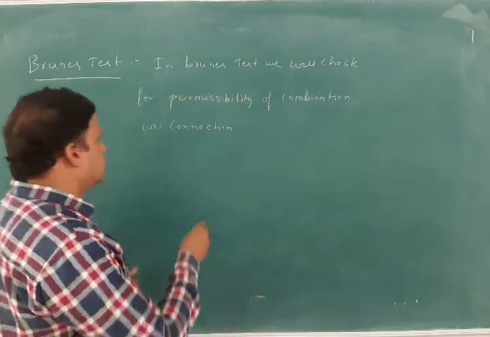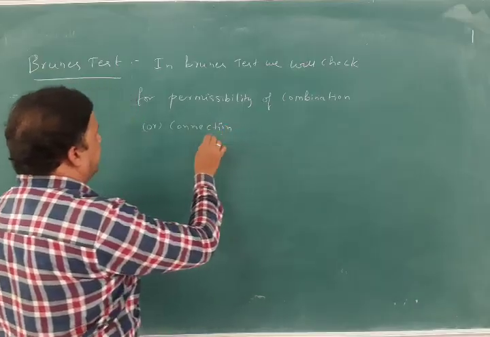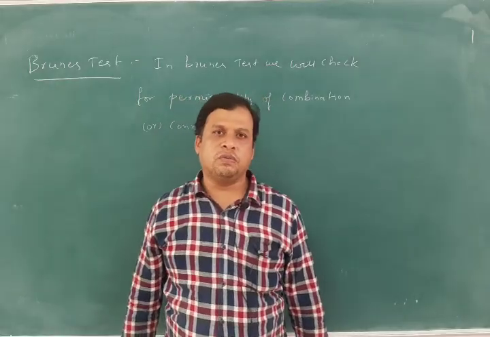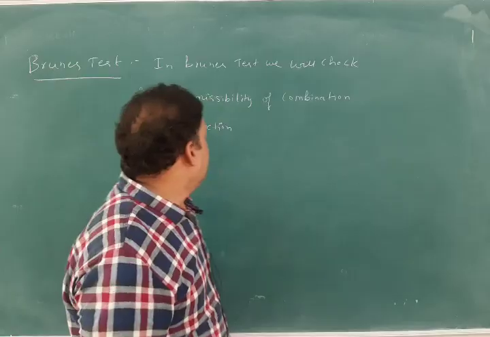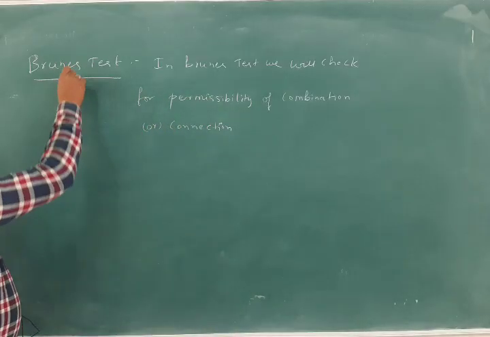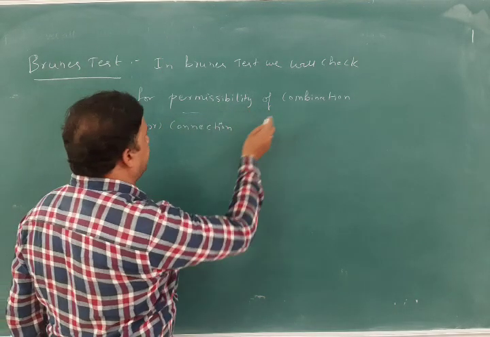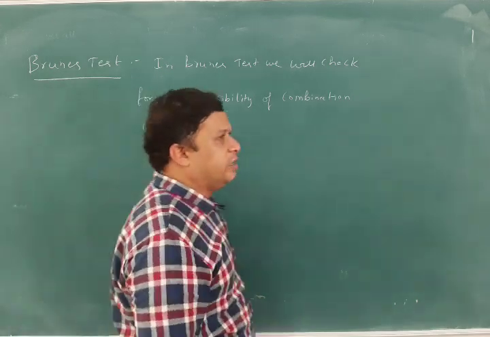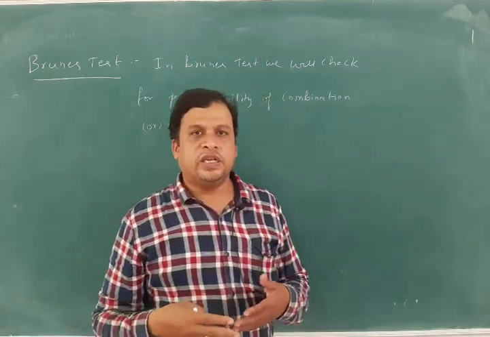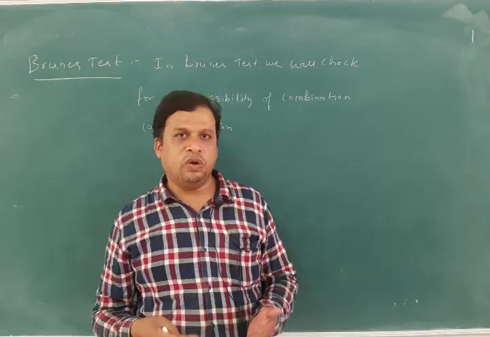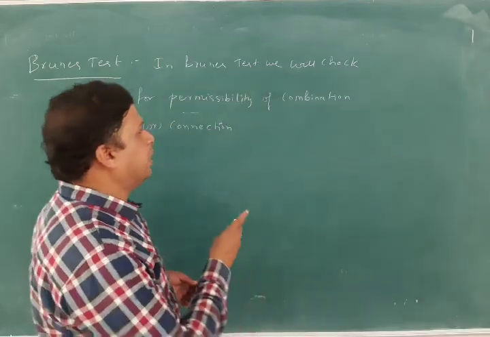We will see how this Bruns test is validated in our two-port networks. In the Bruns test we will follow some rules. We will not only check for the permissibility of the combination or connection, but also that after combination of two networks has been done, it is meeting the two-port conditions effectively. Then only we say that the Bruns test has been cleared for those two-port networks.